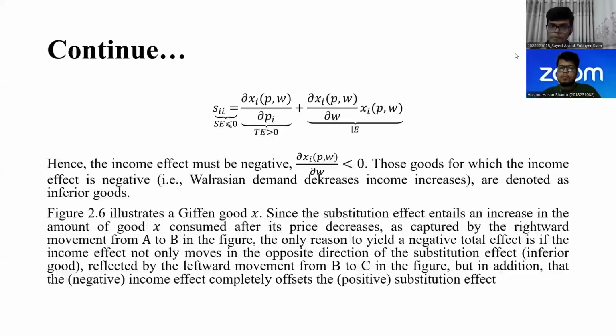And now why? Because there is no relation between the income and its price. As we have discussed earlier, when the price of any good increases, the Walrasian demand of that good also increases. So there is no connection between the income and its price. So from this perspective, the income effect is negative here.